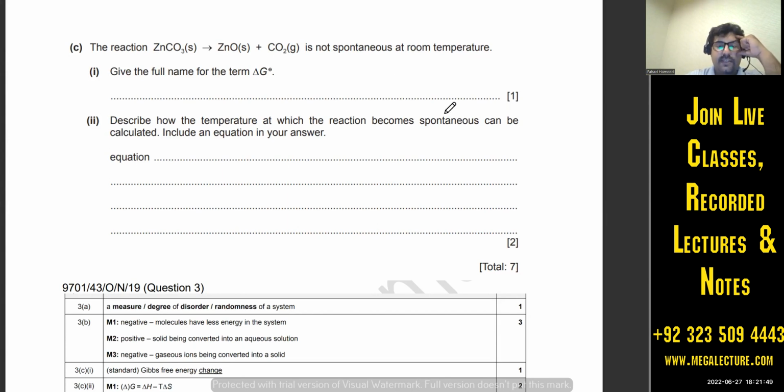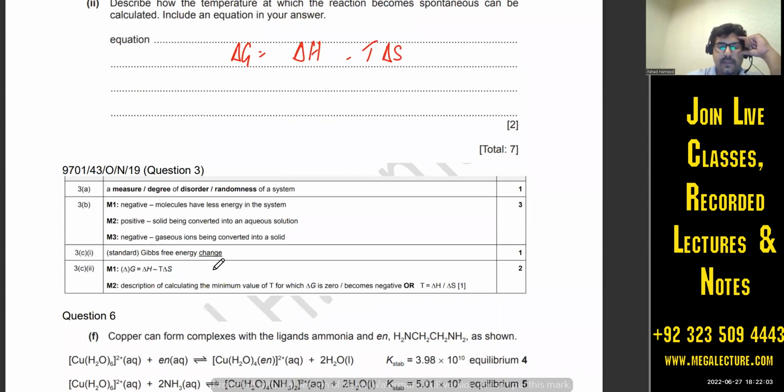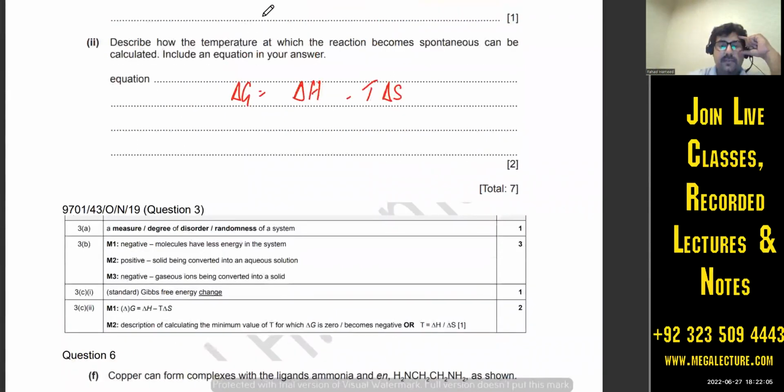Describe how the temperature at which the reaction becomes spontaneous can be calculated, including an equation. So it's just delta G is equal to delta H minus T delta S. I don't know what the explanation is apart from this. You just plug in the values. So they're asking how you would use this. You're going to state that delta G would be less than 0 for the reaction to become spontaneous. That's the second mark.